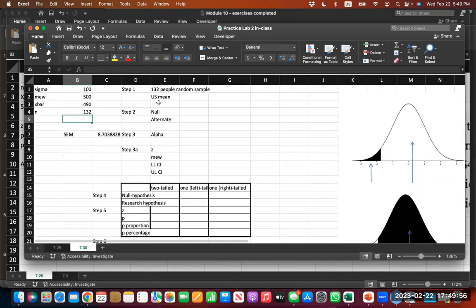So in step one, we're defining our populations. The population is 132 people that are randomly sampled, and we're comparing it to the student population in the US with a mu of 500. Our null hypothesis in the two-sided test is X bar equals mu. Our alternative hypothesis is X bar does not equal mu.